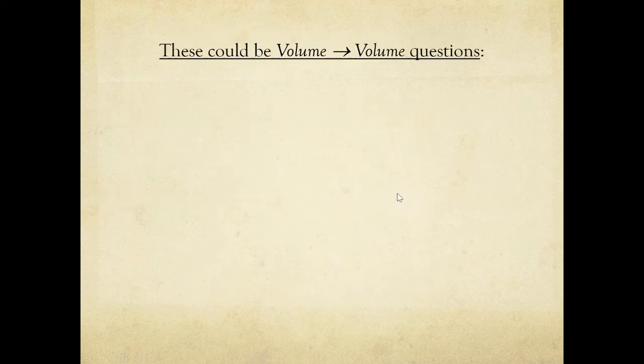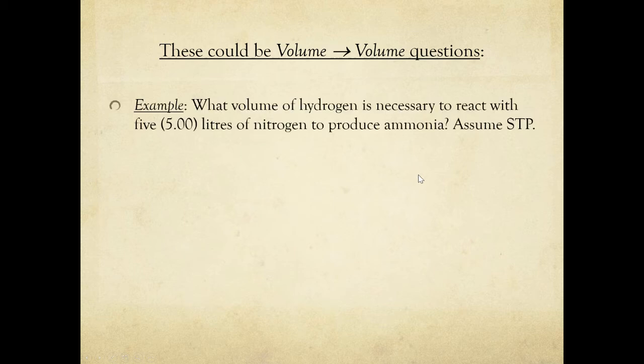All right, you could also have volume questions. So we have this question: what volume of hydrogen is necessary to react with 5.00 liters of nitrogen to produce ammonia? Assume standard temperature and pressure. All right, so first things first, we write out our balanced reaction equation. Make sure left and right side is good.